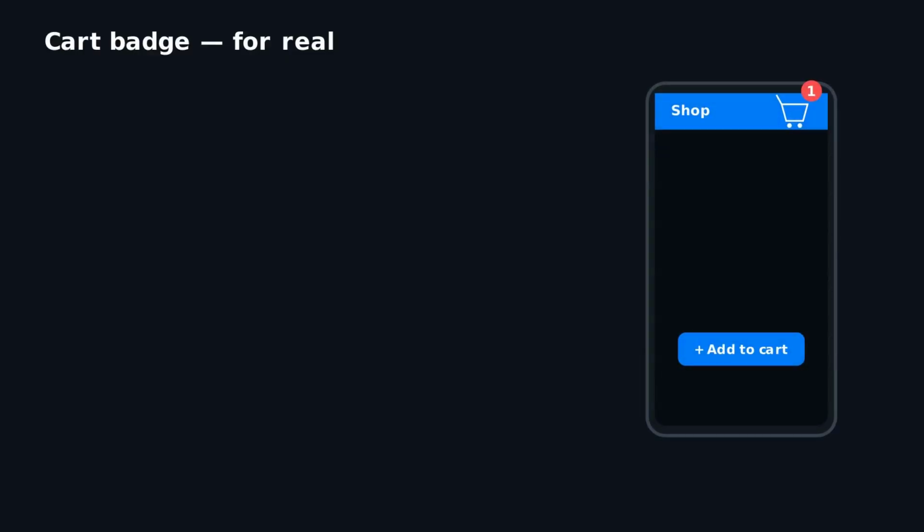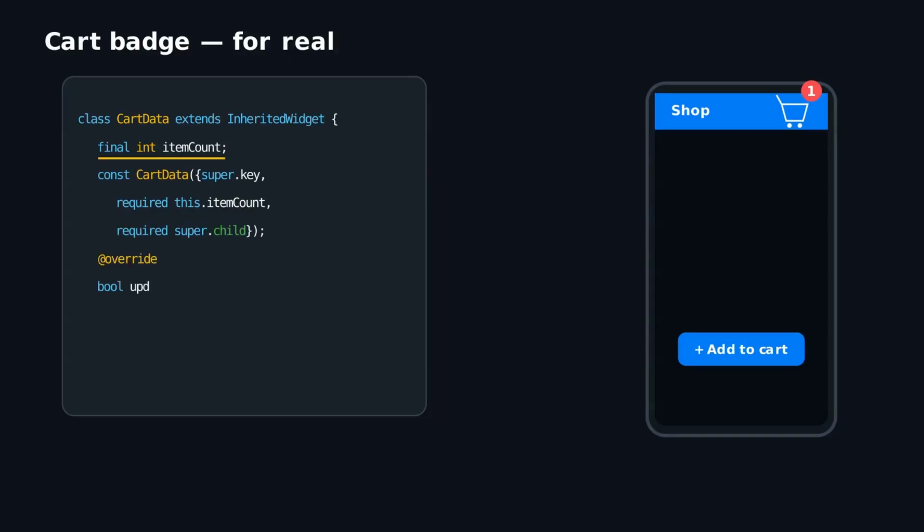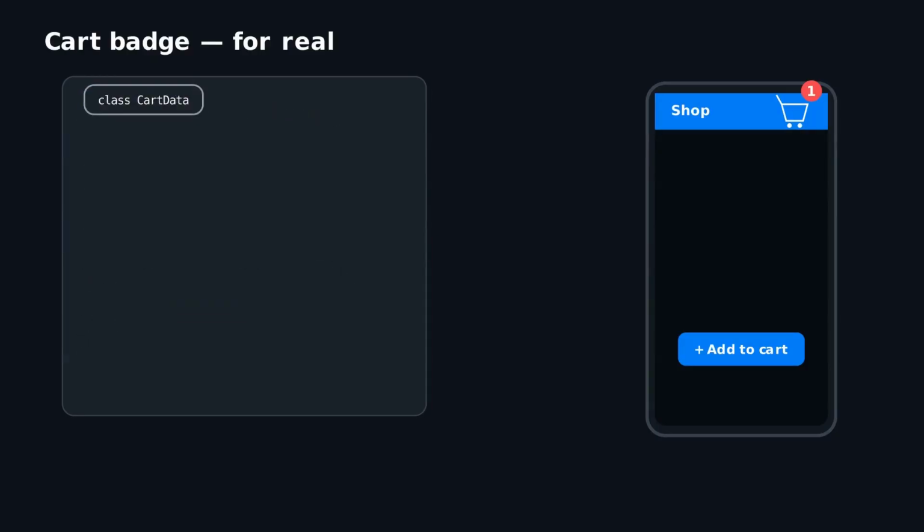Let's build a real one, start to finish, a shopping cart badge. First, the InheritedWidget, CartData with a final int itemCount, a child, and updateShouldNotify returning itemCount != oldWidget.itemCount. Second, the shortcut, static CartData of(context) wrapping dependOnInheritedWidgetOfExactType. Third, somewhere deep in the app, a CartBadge widget that just says CartData.of(context).itemCount and paints it on a little red circle.